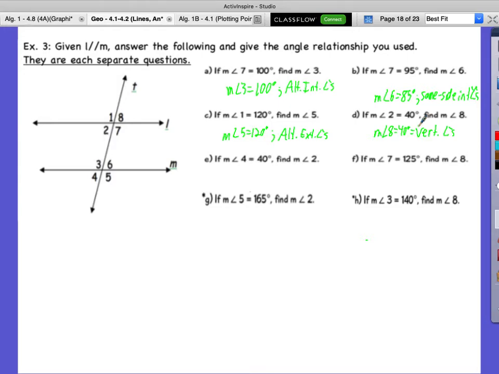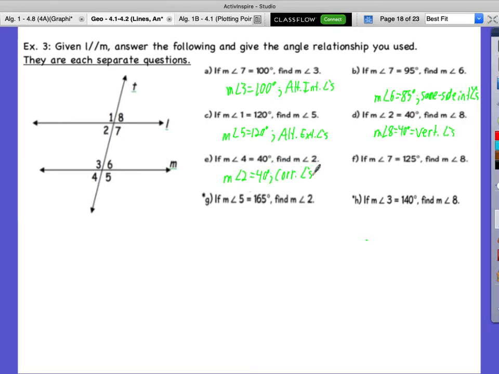On letter E, not number E, letter E. Angle 4 and angle 2, what kind of angles are angle 4 and angle 2? Corresponding angles. We can shorten that one down to CORR. They're kind of in the same position. And corresponding angles when those lines are parallel are what? The same thing. Congruent. So this one's also 40 degrees.